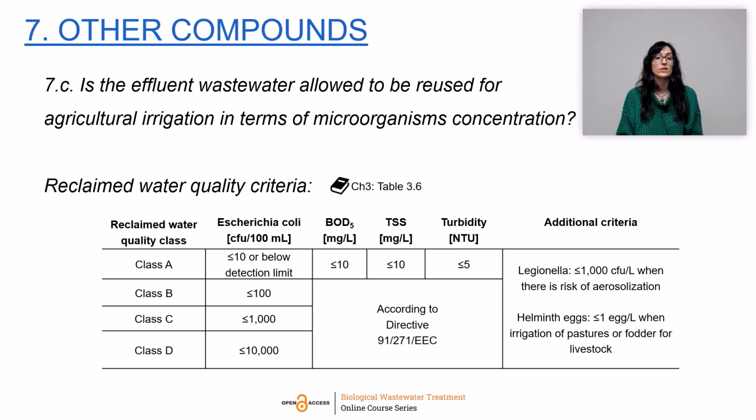We can see that we have 4 different types of reclaimed water based on the Escherichia coli concentrations. Let's assume for this case that the water complies with the requirements regarding BOD, TSS, and turbidity, and let's pay attention only to the microorganisms concentrations.